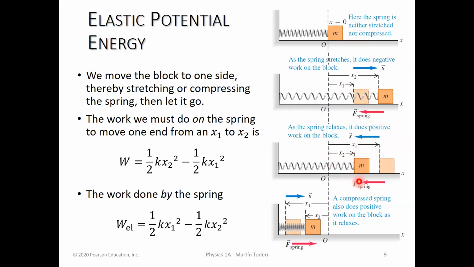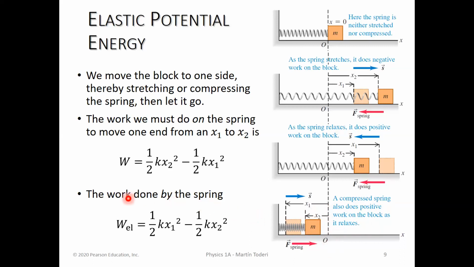Because it's going to the resting position. So it will look for that resting point. And if we take a look at what happens on the other side, when we cross that frontier, the origin, then we would have the same idea, right? The compressed spring also does positive work on the block as it relaxes. So we always have positive work when the spring is pulling towards that origin. Okay.